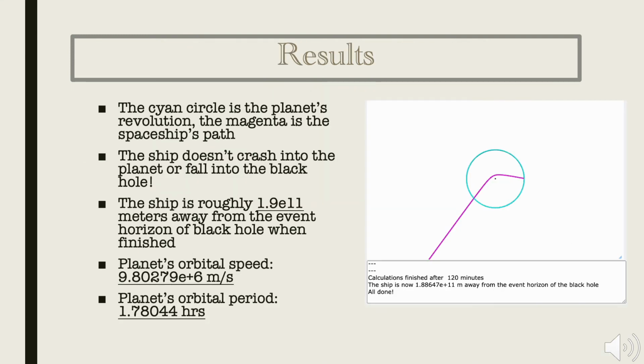From this, we found that the ship does not end up crashing into the planet or falling into the black hole. The ship is roughly 1.9e11 meters away, and we also found the planet's orbital speed and orbital period.